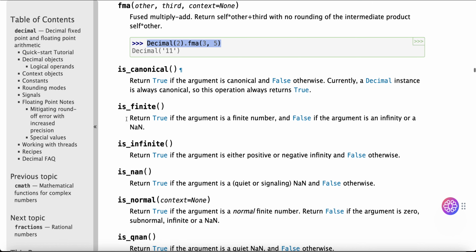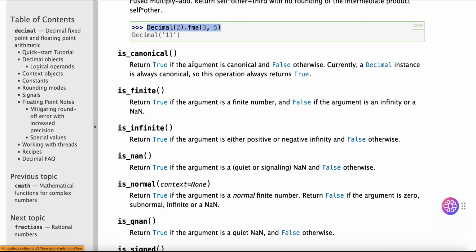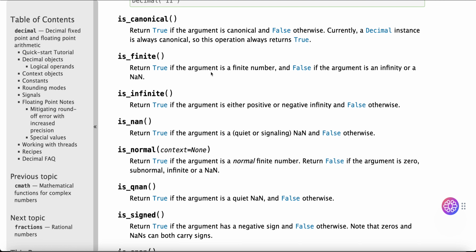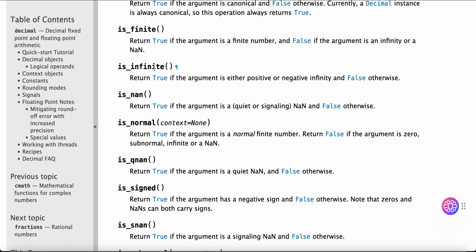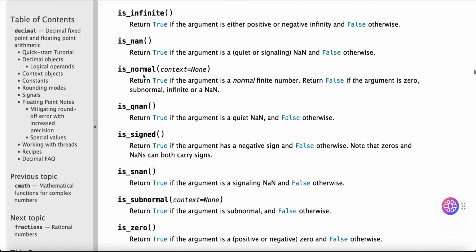is_canonical. Return True if the argument is canonical and False otherwise. Currently, a Decimal instance is always canonical, so this operation always returns True. is_finite. Return True if the argument is a finite number, and False if the argument is an infinity or a NaN. is_infinite. Return True if the argument is either positive or negative infinity and False otherwise. is_nan. Return True if the argument is a quiet or signaling NaN and False otherwise.